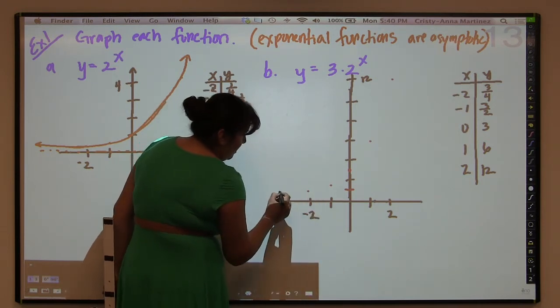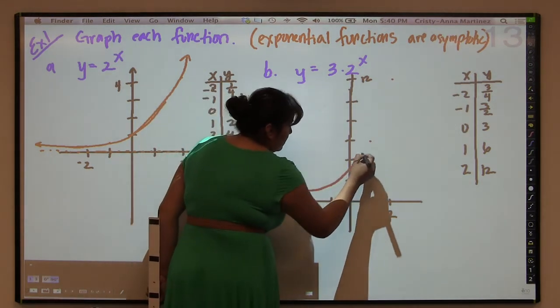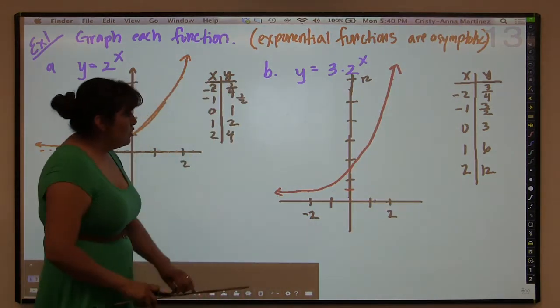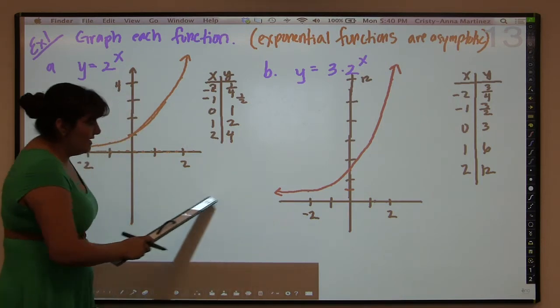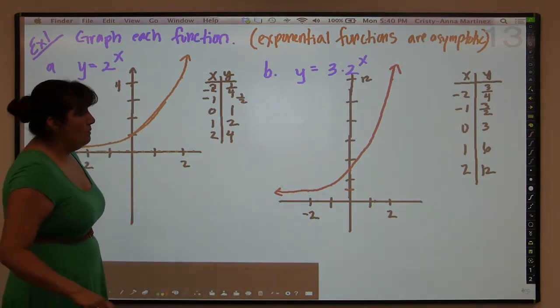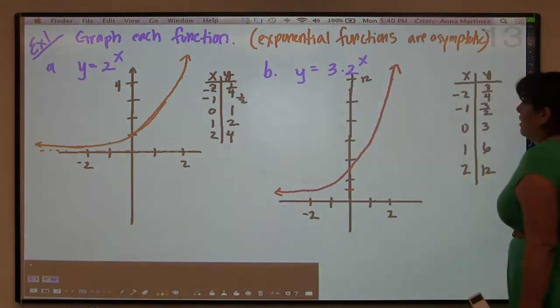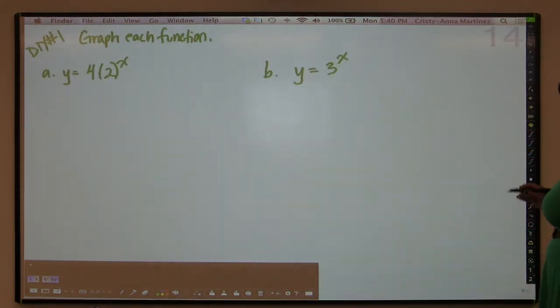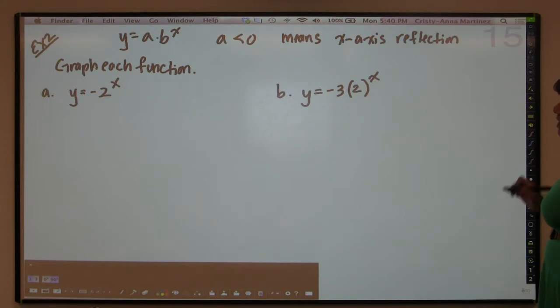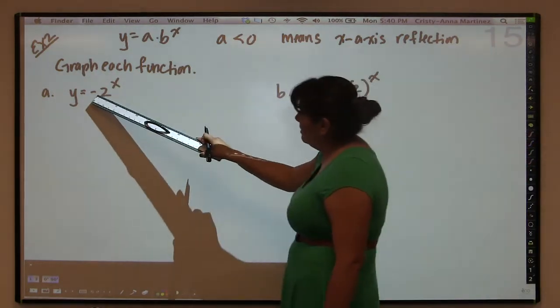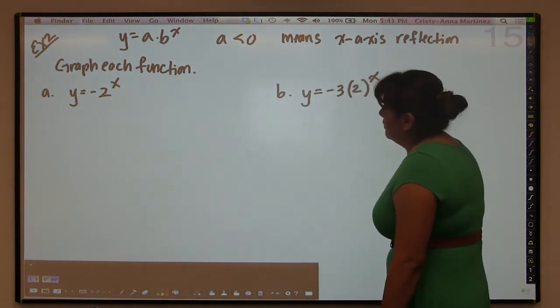And then you can connect your graph. There we go. So again, you can see how it's asymptotic, approaching the x-axis but never crossing it. And that is how you graph exponential functions. And so now you can try these two on your own. And then we're going to go on to what happens when you put a negative in front of the function.